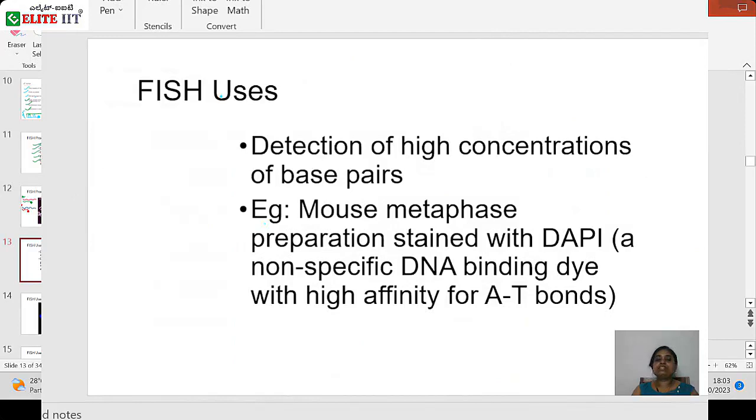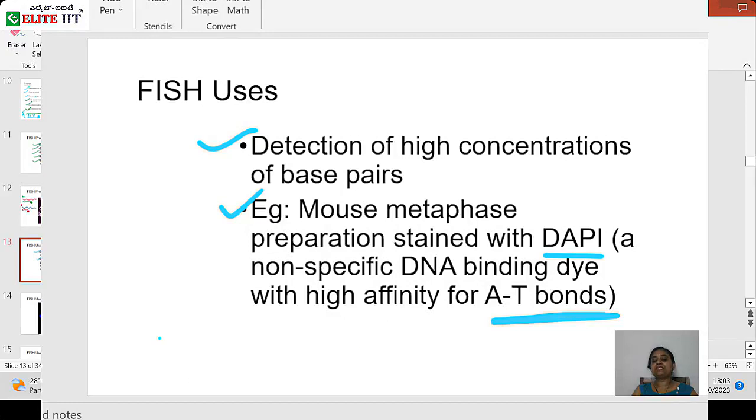Okay, now FISH is also used for detection of high concentrations of base pairs. This is one example of use. That means you can identify a high GC region or a high AT region. One example given is a mouse metaphase preparation stained with DAPI. This is a non-specific DNA binding dye with high affinity for AT bonds.